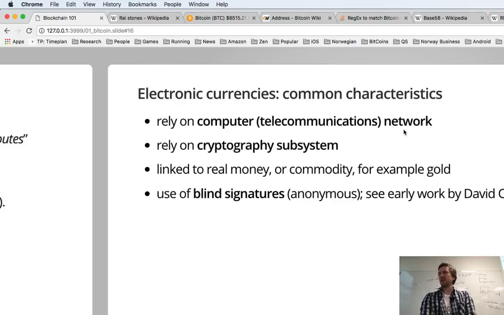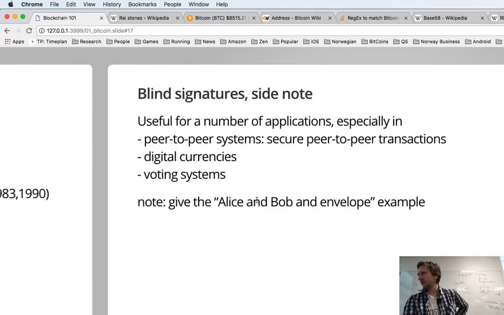So all of the banking ones rely on computer network. They rely on some sort of cryptography system. They are linked to some sort of commodity. And they use a form of private public key cryptography for signatures, right? So what is a blind signature? I have a slide for that.